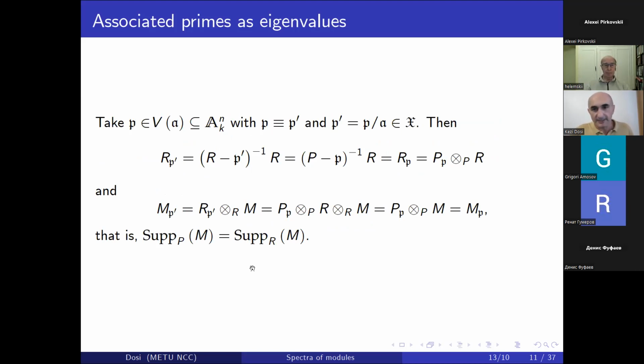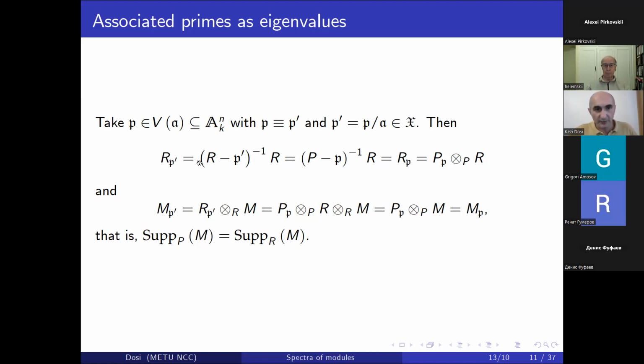Okay, so my task is to show that in this identification, actually, the spectrum will be invariant. The spectrum will be the same. Again, let's take p from V of A from A and K. p contains my ideal, so that means p should be identified with p prime. p prime will be from my X, right? p of A. So if you calculate the localization of R with respect to p prime, right?